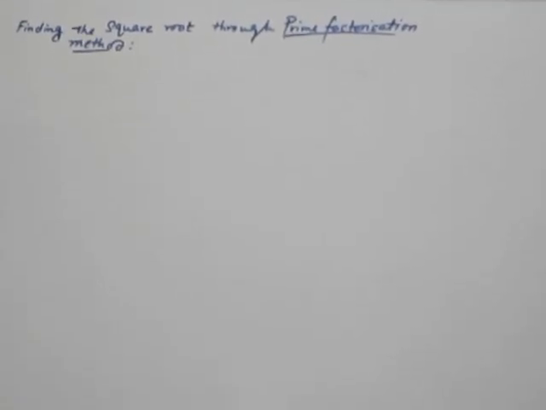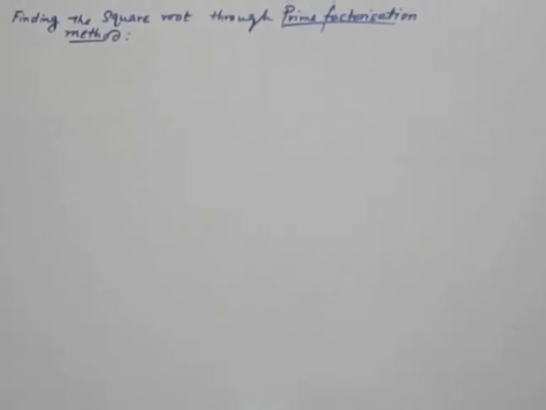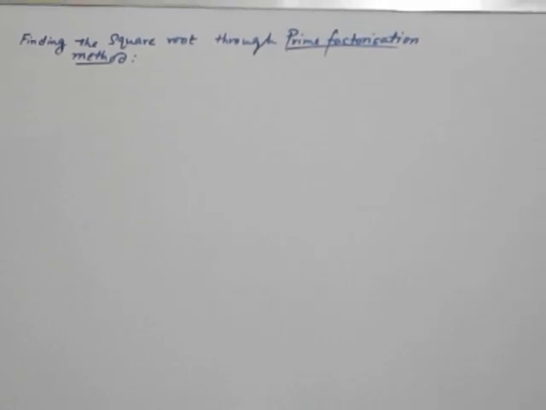Students of class 8, today we will discuss the topic how to find the square root of a number using the prime factorization method. Before we discuss this process, the first step is to express the number as a product of primes. That means you find the prime factorization of the given number.